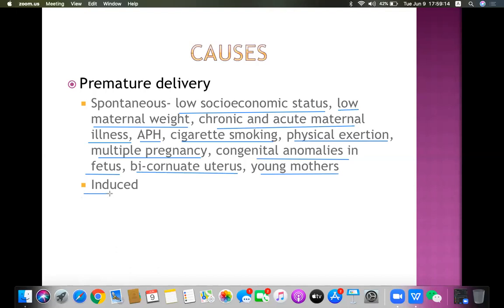Now, another one is induced. Induced cause of premature delivery. I can give you a few examples here. The lady is just 32 weeks of gestation, but during examination the obstetrician found that the fetal heart rate is very high. Now we cannot wait for that baby to mature. We need to take that baby out by cesarean section. So this is an induced type of premature delivery. If there is any danger to the baby, and we find that during our examination, we may induce the labor and the baby may be born premature, that is, before 37 weeks of gestation.